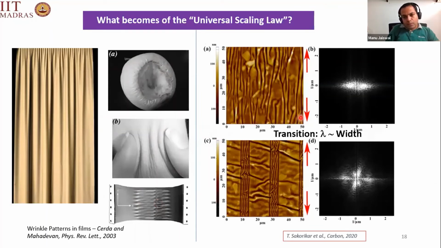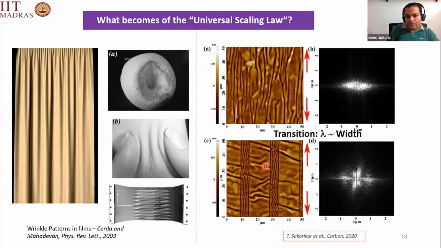But we did one interesting experiment. You take a multi-layer graphene oxide sample, and if you stretch it in one direction, you get these wrinkle patterns, which are oriented following the universal scaling law. They are oriented along the strain direction. They keep reducing the width, and there comes a transition when the width is comparable to the wavelength of these wrinkles. So this is the width of the interconnect we made, about 10 micron or 5 micron. And then we see that the wrinkles get completely oriented in a different direction.